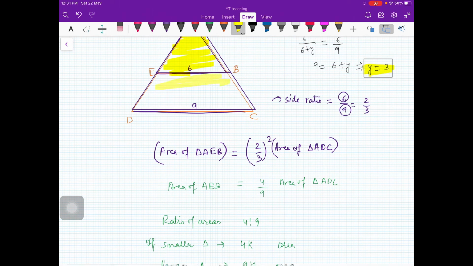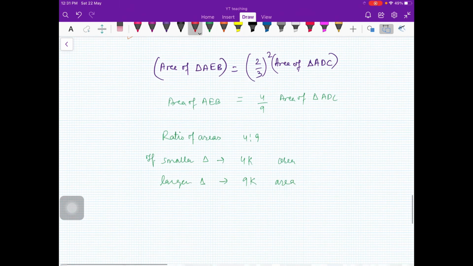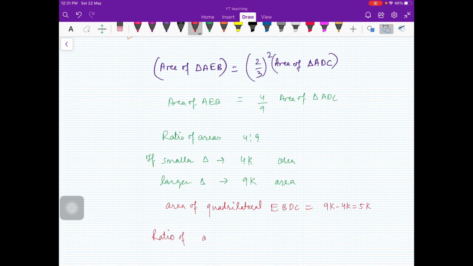Okay. So, what will be the area of quadrilateral? That is just the subtraction. Therefore, area of quadrilateral, which is EBDC, is 9K minus 4K, that is 5K. So, what is the ratio of area of triangle AEB smaller and area of quadrilateral BEDC? This is 4K is to 5K. So, that is 4 is to 5. So, this is your answer. So, this is how you do these problems, students.